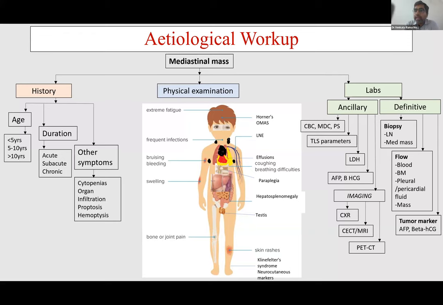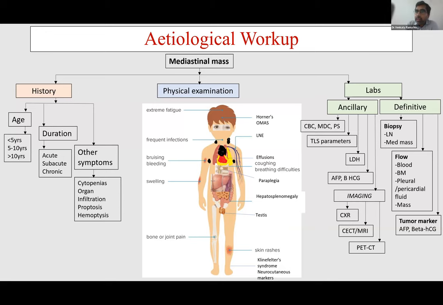Moving on to the definitive investigations. For germ cell tumors, the tumor markers themselves might be definitive investigations. The others being biopsy, we tend to reserve for a later time point. So we look at the tumor markers, then at the peripheral blood for any clue, and then see whether there are any effusions which we can tap and send for flow cytometry or malignant cytology, which can establish the diagnosis.